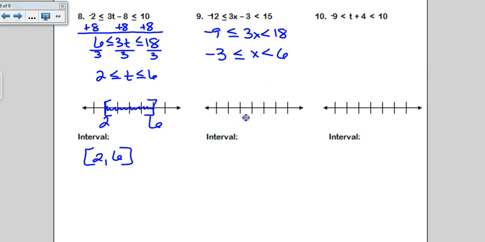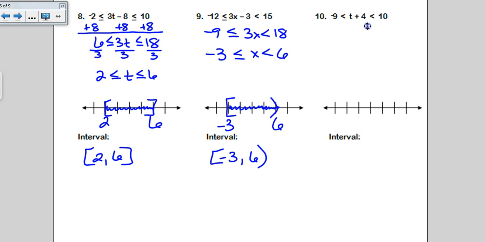Now I don't have enough lines to make this work, so I'm just going to kind of fudge this. I'm going to say this is a negative 3 and I'm going to say this is a 6. So we've got a bracket on the negative 3 and a parenthesis on the 6, and because it's an "and", we're going to shade in between them because I need an interval between these to be true. So my interval solution is negative 3 to 6, but negative 3 has a bracket and 6 has a parenthesis.